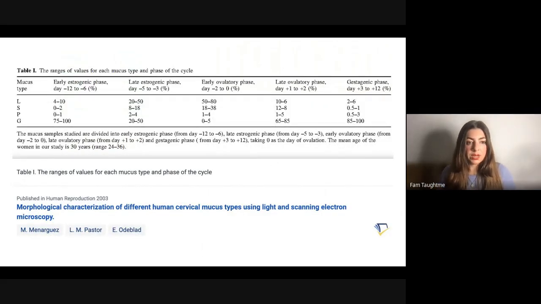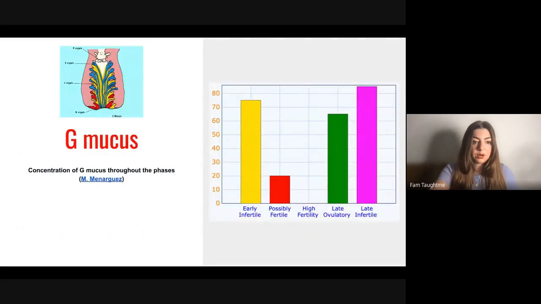And here's just the range of values that are used in the study, where they're categorizing a percentage of how much of that fluid type that they saw. So during the early estrogenic phase, for example, coming off of the menstruation during the basic infertile period, there's 75 to 100% G mucus. That means that, you know, basically the cervix is closed. But during the early ovulatory phase, that G mucus is 0 to 5%. So it drops from 100% to 0%, obviously, to open the cervix. And that's kind of the idea here. So we'll look at that in visual form.